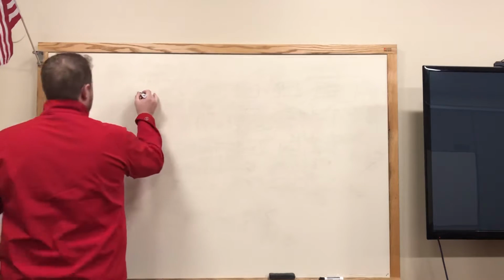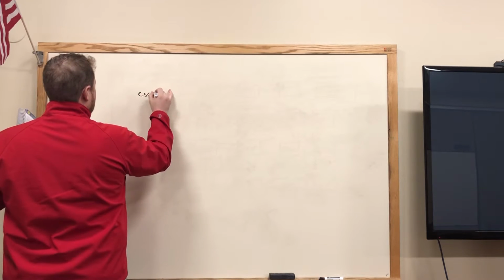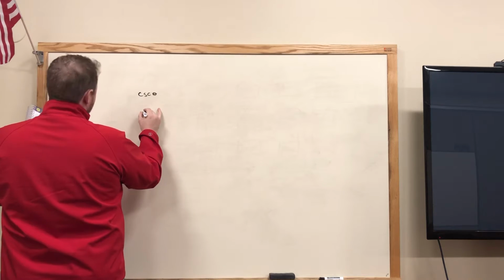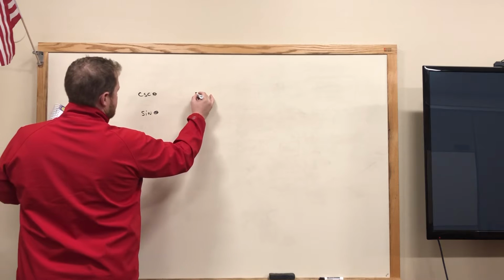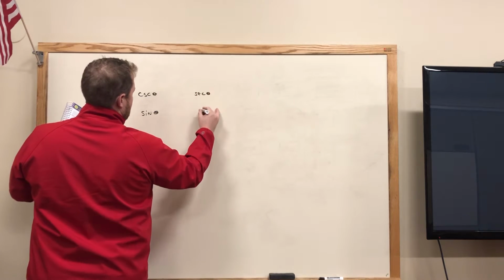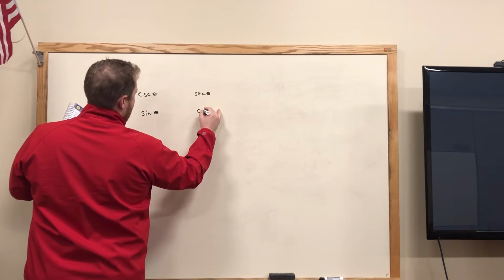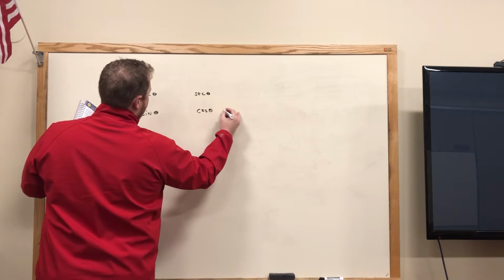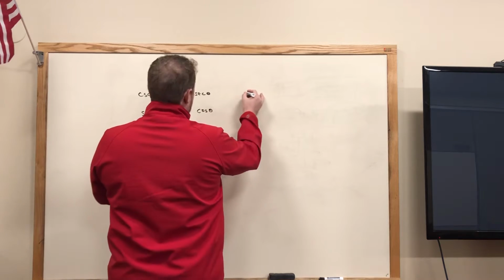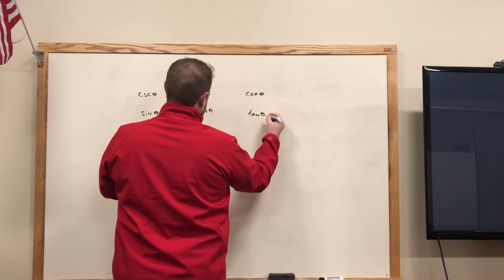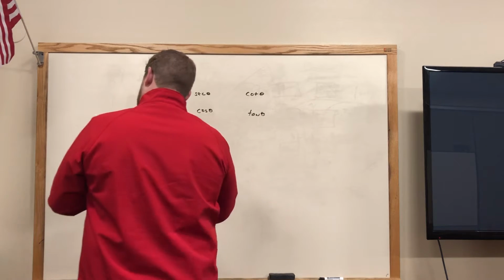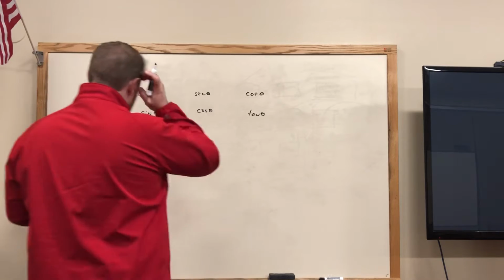So we have cosecant theta, sine theta, secant theta, cosine theta, cotangent theta, tangent theta. Okay? So here we go.